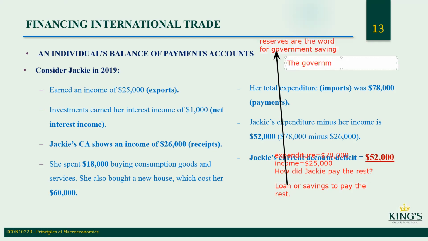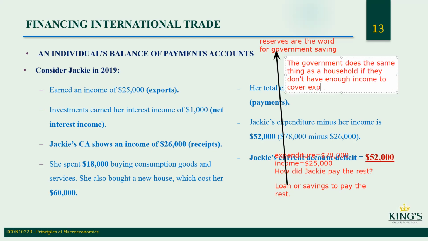The government does the same thing as a household if they don't have enough income to cover expenses. They borrow to pay off the extra expenses or use savings. So the government does the same thing as we do, pretty much, but they have more access to lending. So yeah, good job on that, Hannah.